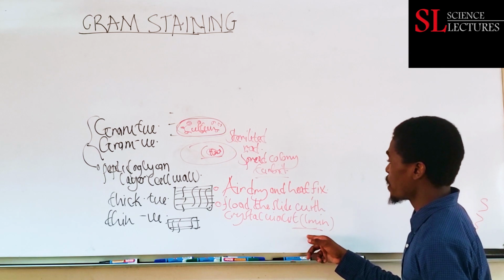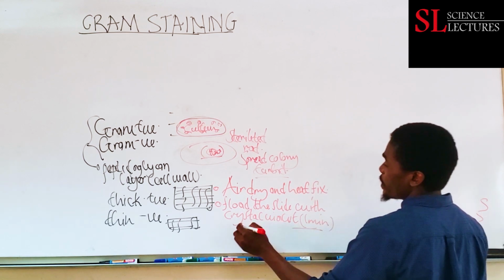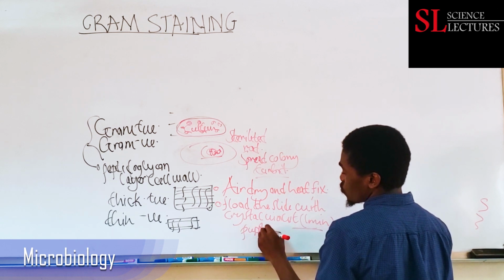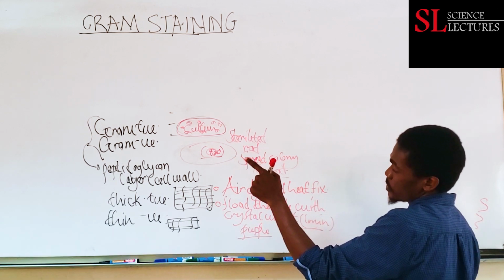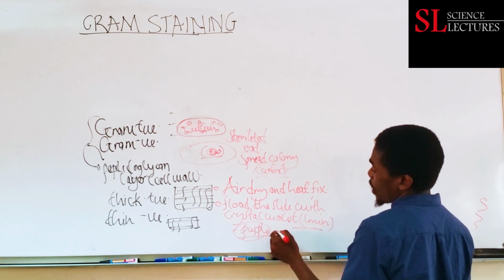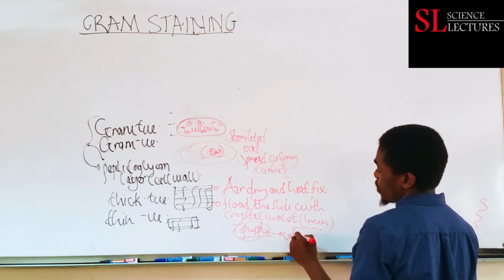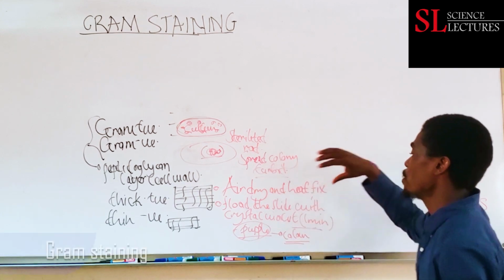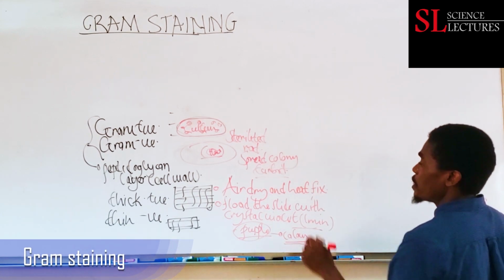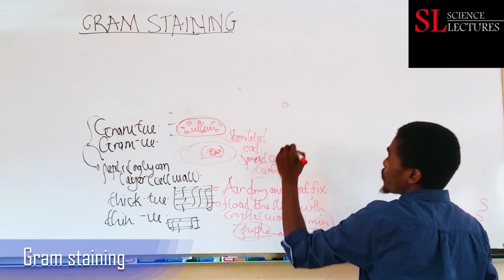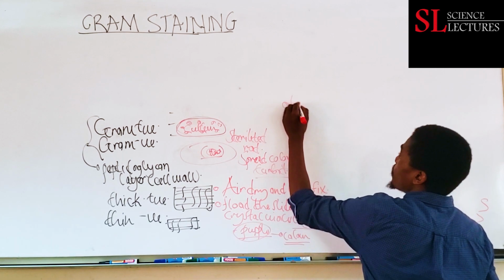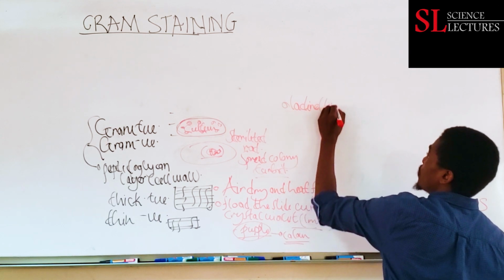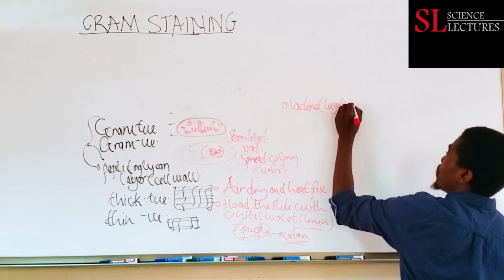Remember we said crystal violet is purple. So we assume that the cell walls will pick up this purple color, so that you will have them all colored purple when you add the primary stain, which is crystal violet. Then after flooding the slide with crystal violet, you add iodine, or what we call Lugol's iodine.